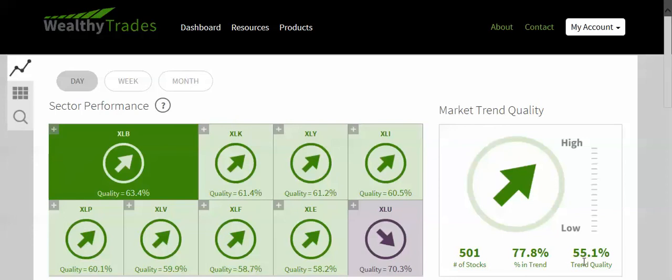And right now, the trend quality score is 55.1%. Anything over 50% indicates a quality trend. Therefore, you should be confident to trade in the direction of the trend if you have a trend quality score above 50%. So in this case, the market's moving up and trend quality is above 50%. Therefore, we need to have a bias to the upside. That is step number one.